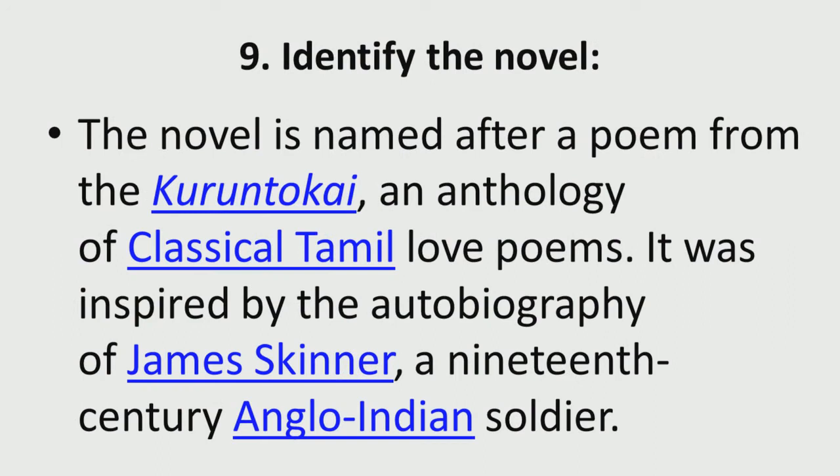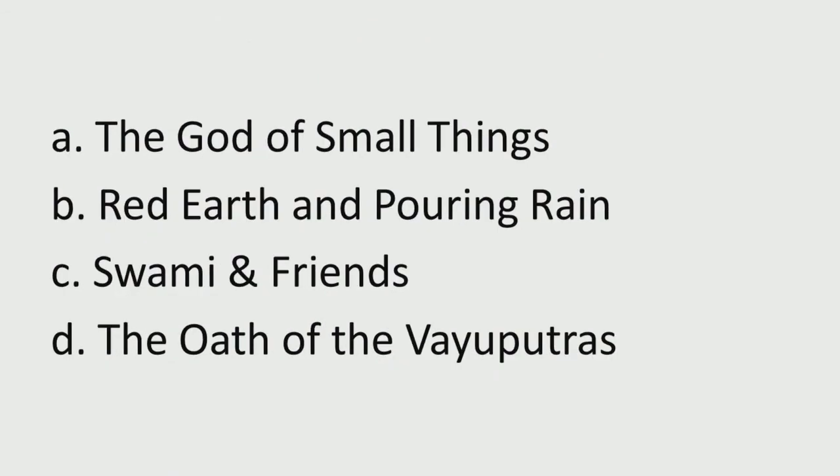The novel is named after a poem from Kuruntokoe, an anthology of classical Tamil love poems. It was inspired by the autobiography of James Skinner, a 19th century Anglo-Indian soldier. Which novel are we talking about? A. The God of Small Things. B. Red Earth and Pouring Rain. C. Swami and Friends. D. The Oath of the Vayuputras.